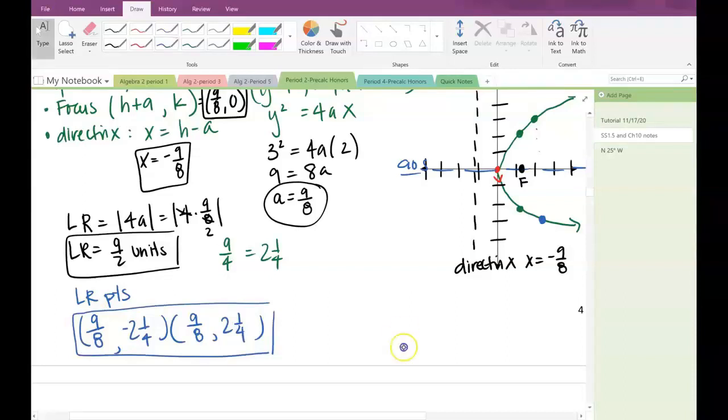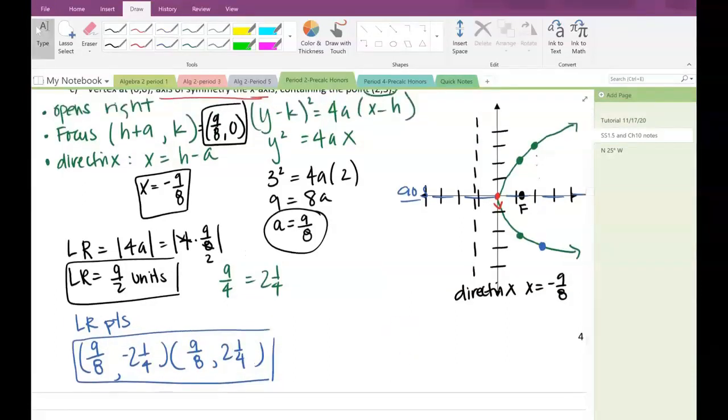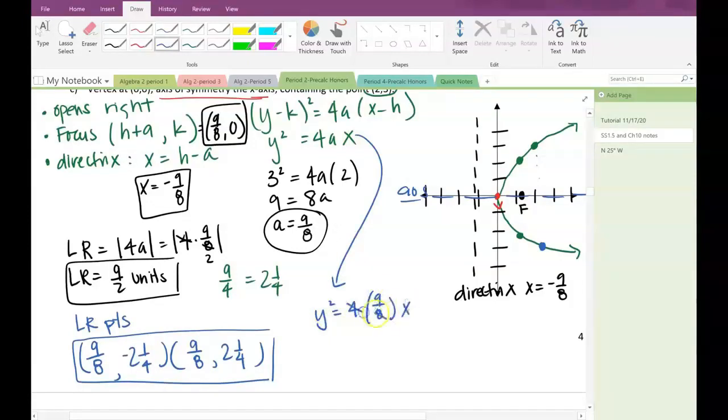Okay, so make sure we have our equation boxed up, which we don't. Let's go and take this down here. Y squared equals 4 times a, which was 9/8, x, and so that's y squared equals 9/2 x, and box that up just like that.